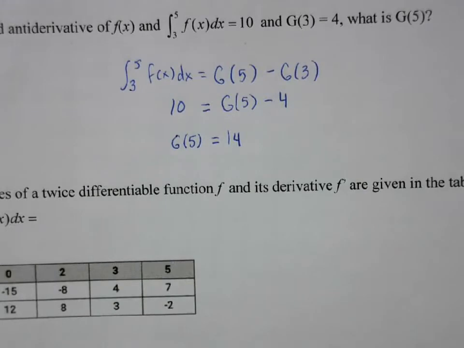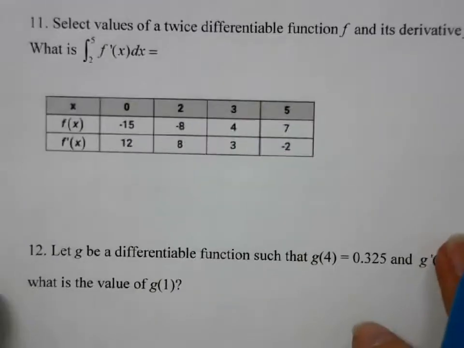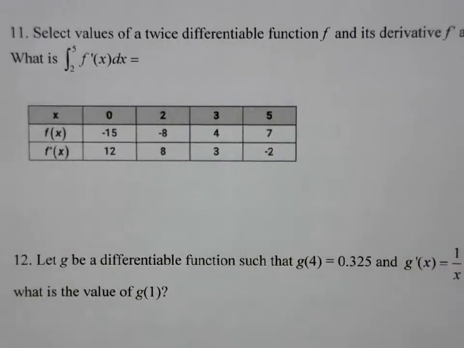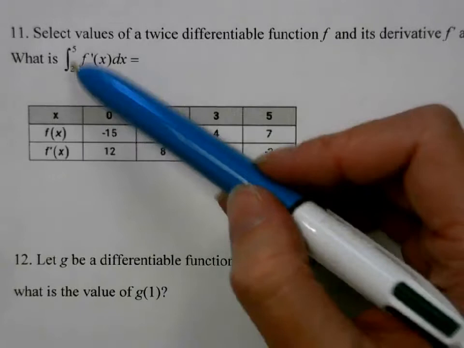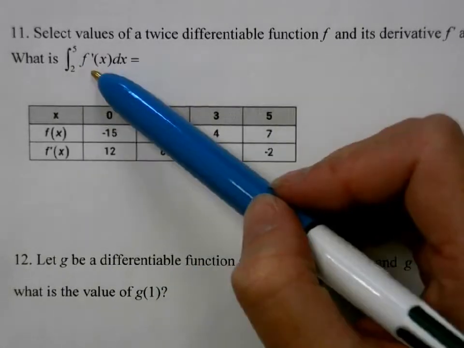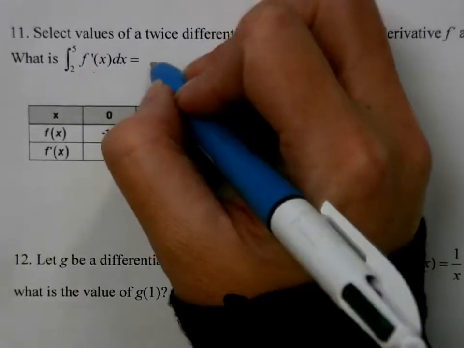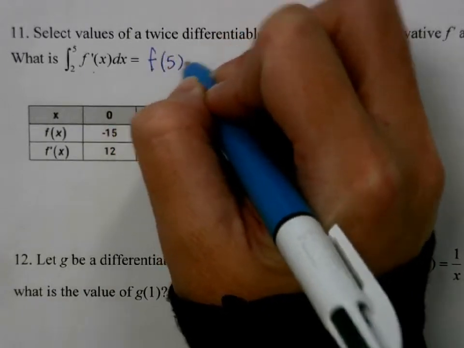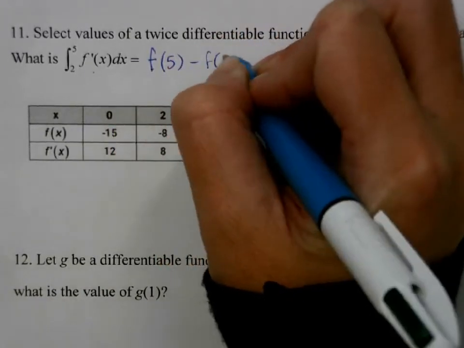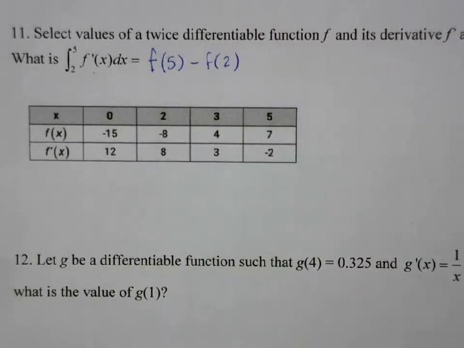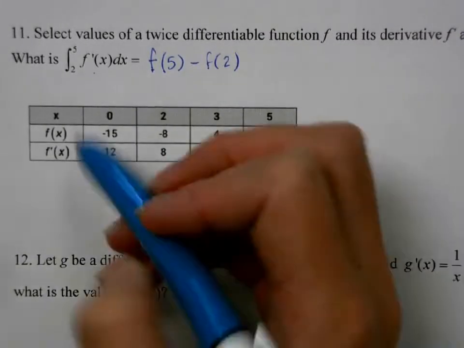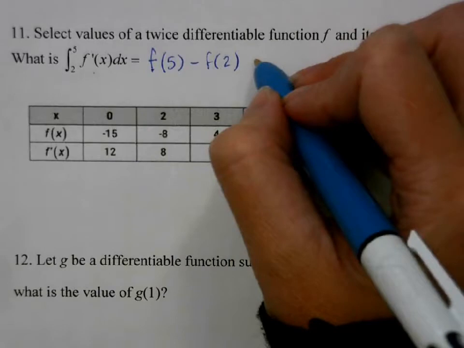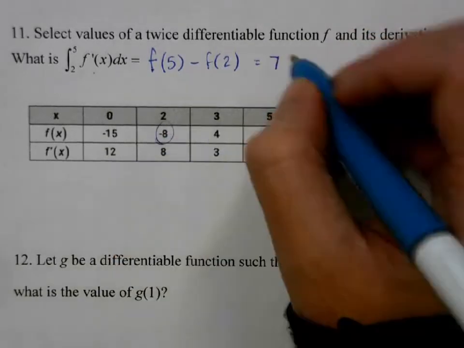Okay, selected values of a twice differentiable function f and its derivative f prime are given. So what is the integral from 2 to 5 of f prime of x? Well, the antiderivative of f prime is f. So this is going to be f of 5 minus f of 2. So from the chart, we have a whole lot of numbers we're not going to use, but f of 5 is 7, f of 2 is negative 8, so this is 15.